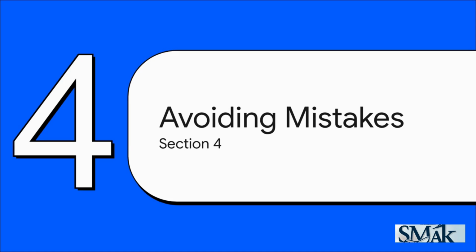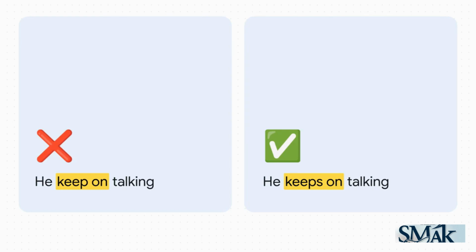Welcome to Section 4, Avoiding Common English Mistakes. Let's test this out. If someone says, "he keep on talking," we automatically know that's wrong. Why? Because of our he, she, it rule we looked at just a minute ago. The correct structure is "he keeps on talking." Remembering that tiny little s makes a world of difference in sounding fluent and precise.